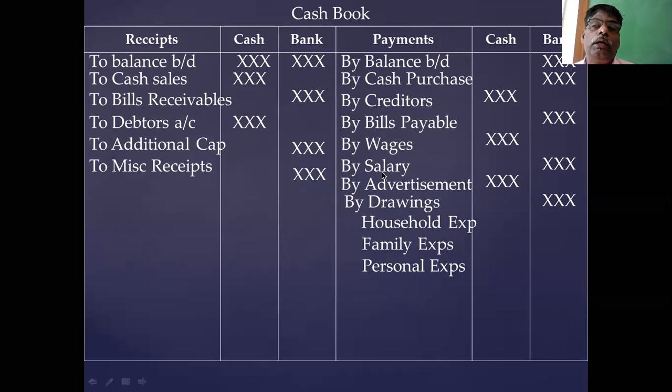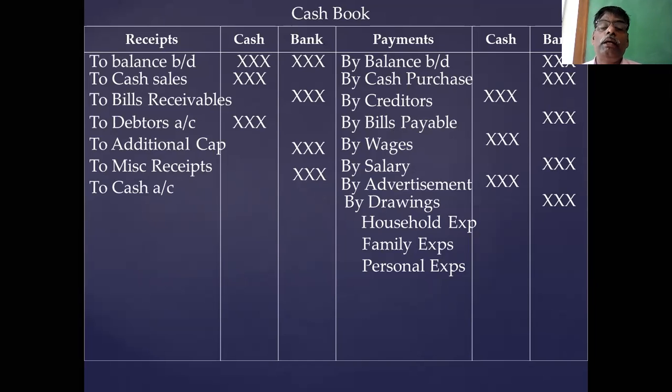Then there are two contra entries. One is cash withdrawn from the bank. Another is cash deposited in the bank. These two points you remember carefully. Cash withdrawn from the bank means cash is received from the bank, so it comes in the cash column, and there is a payment in the bank column. Okay, you see here. To cash means cash deposited in bank.